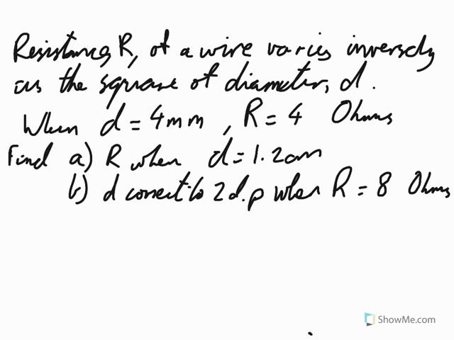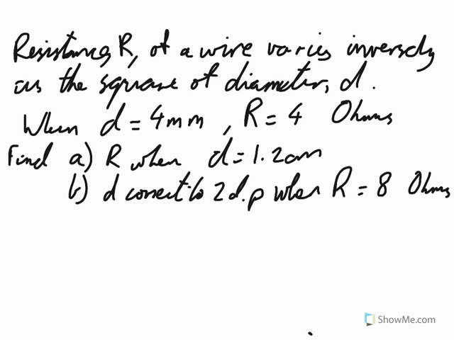Okay, so let's look at some examples. First example: the resistance R of a wire varies inversely as the square of the diameter D. When D is 4 millimetres, R is 4 ohms. Now, resistance, wires, diameter, ohms, it makes no difference whatsoever whether you know what they are or what they aren't. If you're doing physics, you'll find out a bit more about those things, but what they are is irrelevant. What is relevant is the mathematics.